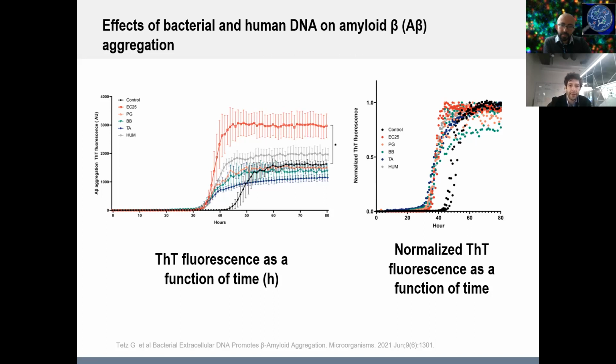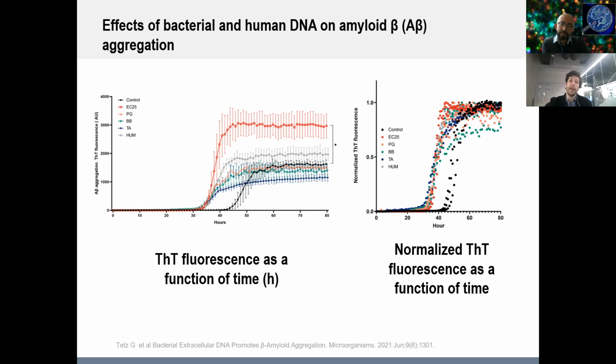Sorry, I forgot to highlight the names of microorganisms. So let's make clear. The control was just a vehicle, sterile water. The EC25 is E. coli ATCC 25922, an amyloid-producing strain. PG is Porphyromonas gingivalis. BB is Borrelia. TA is T. Alzheimeri, a novel strain, and hum is human DNA.